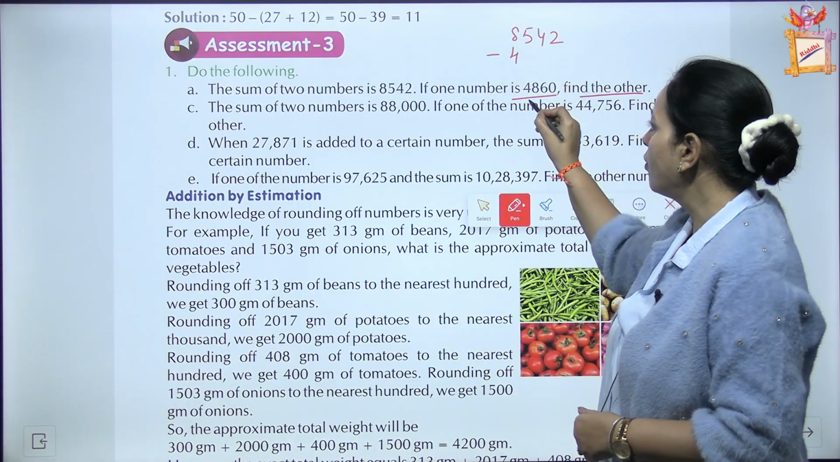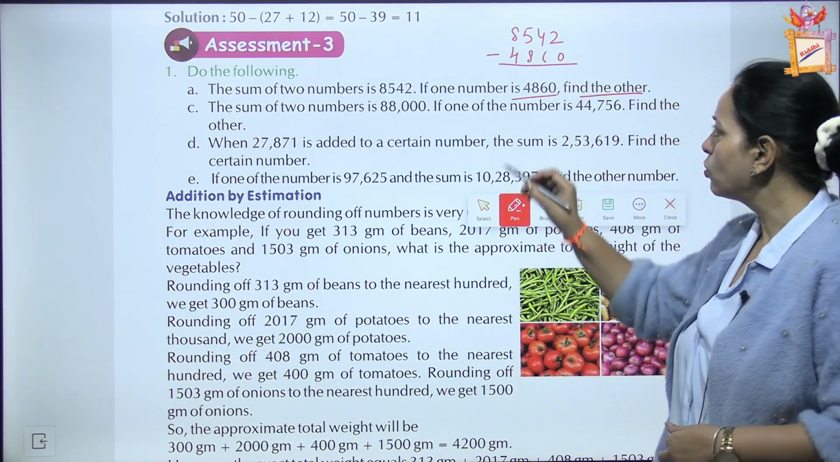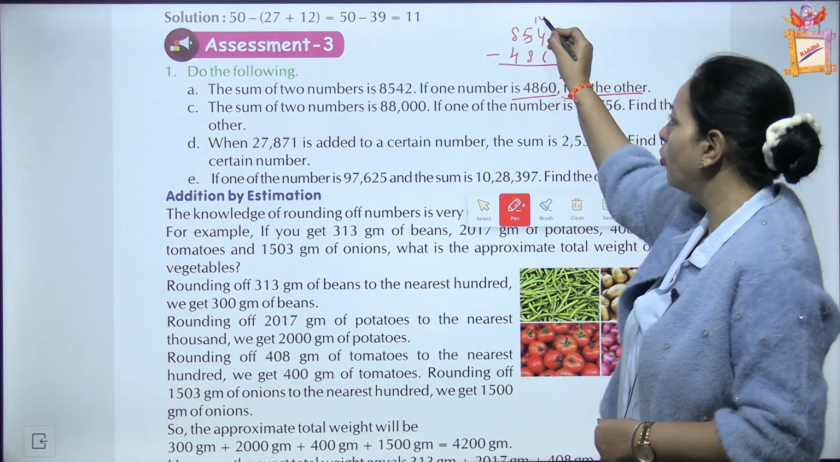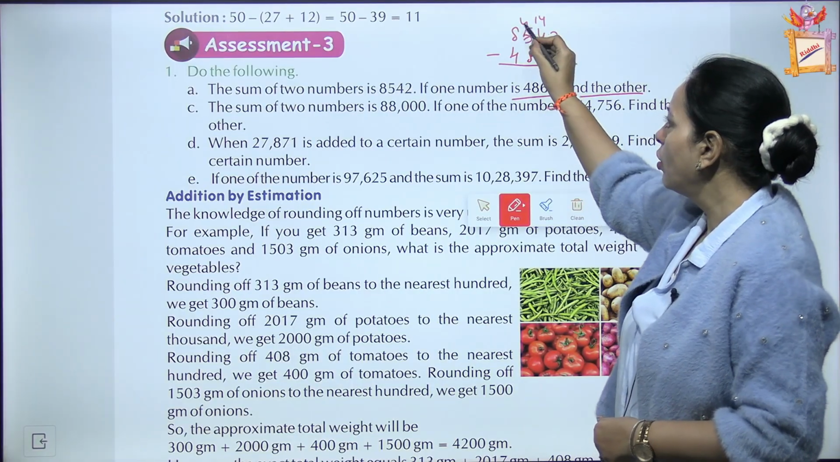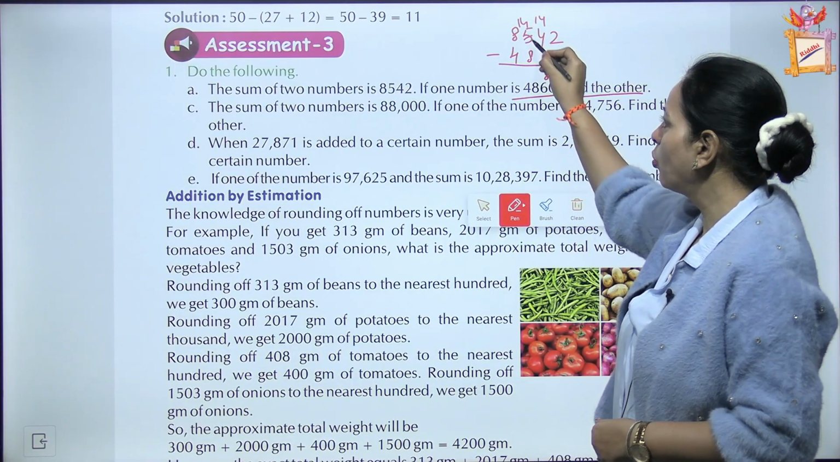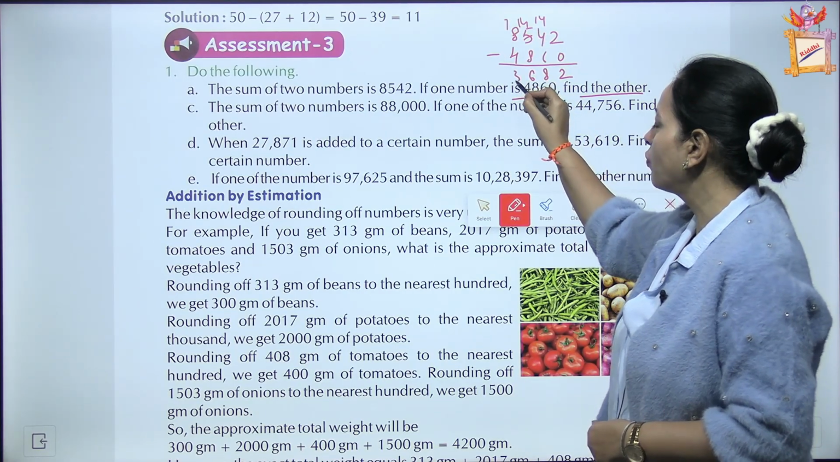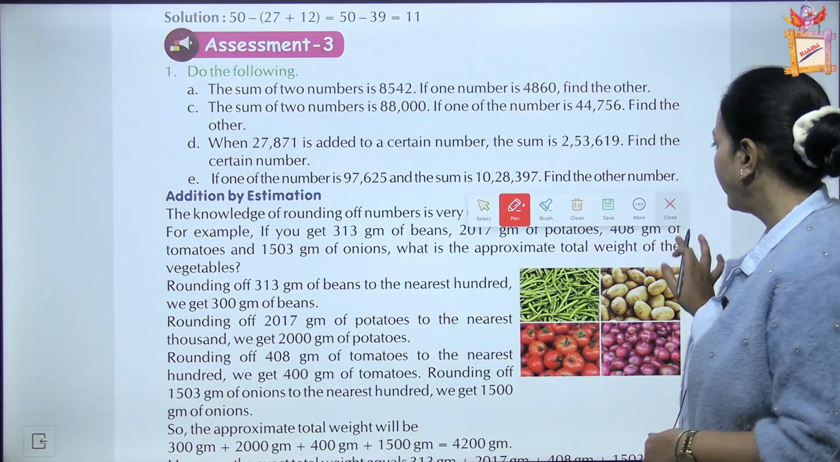8542 में से first number को minus कर देंगे. So 2 minus 0, 2. 4 minus 6 not possible. Borrow करेंगे. 14 minus 6, 8. This becomes 4. 4 minus 8 not possible. Borrow करेंगे. 14 minus 8, 6, and this is 7 minus 4, 3. So this is the number. Similarly you can try the rest one.